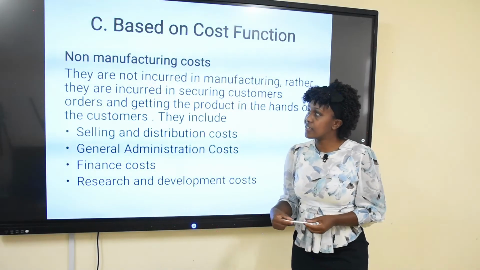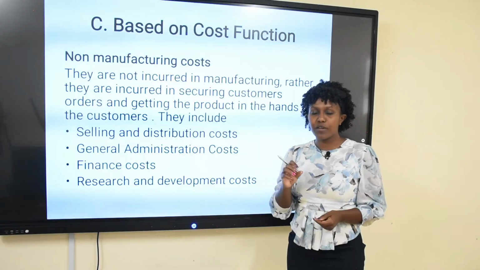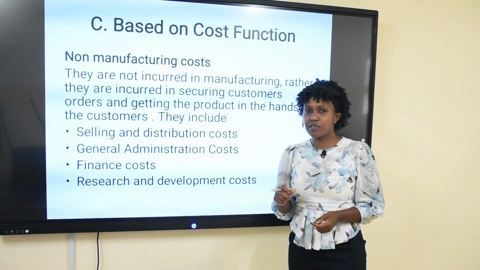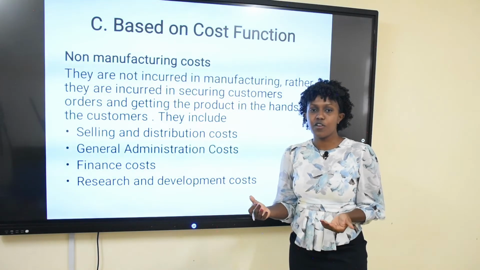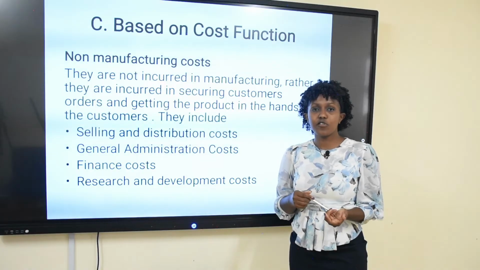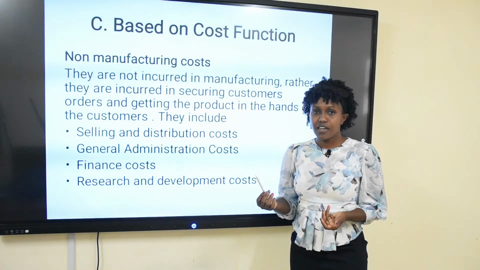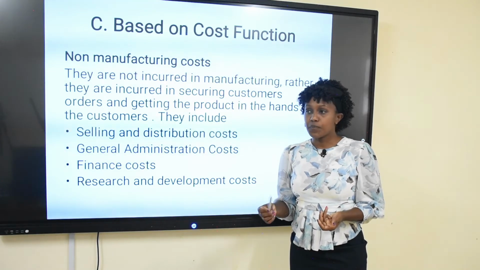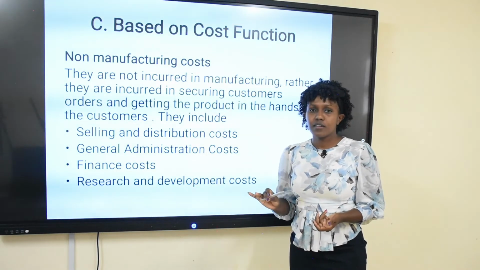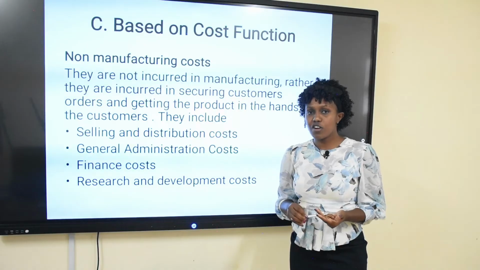Non-manufacturing costs, on the other hand, are costs that are not incurred in manufacturing. Then what are they incurred for? Number one, they would be incurred for general administration, like the staff salaries. That is general administration. They would also be incurred to secure the customer's order.